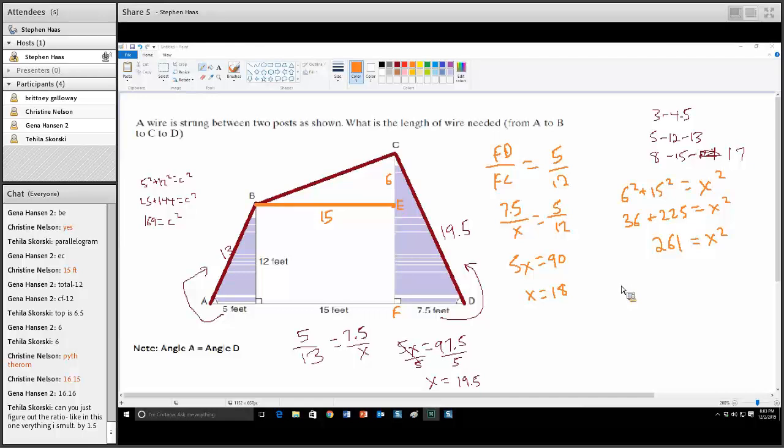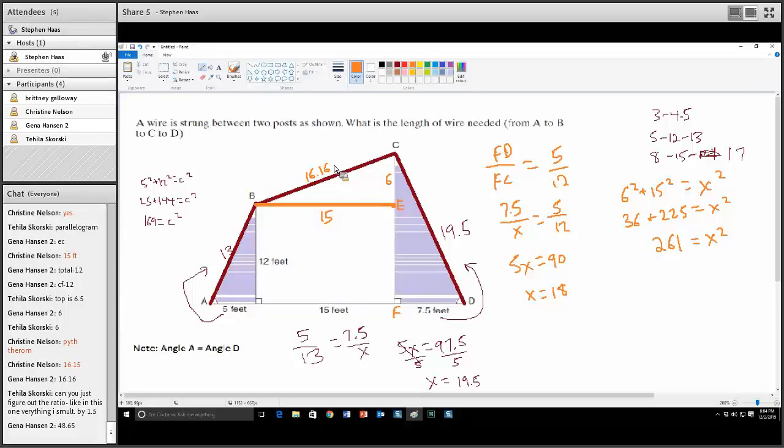Okay, what's the square root of 261? The square root of 261 is about 16.16. We'll round it to 16.16. Okay, 16.16. And now, to get the length of the wire, just add them up. And away you go. So yeah, you didn't actually need any trigonometry on this.